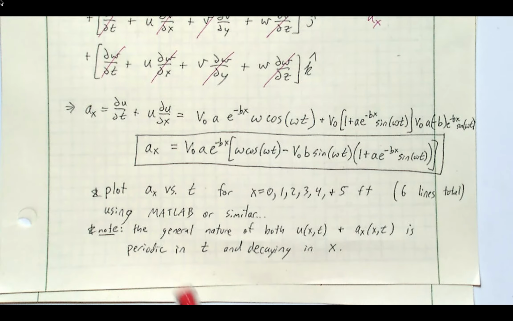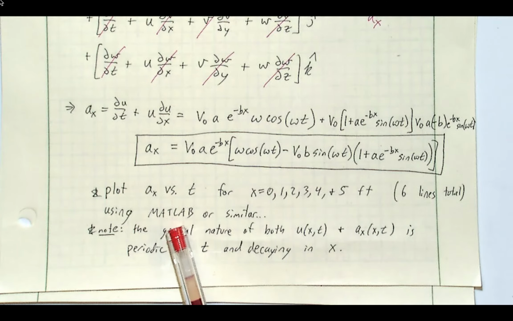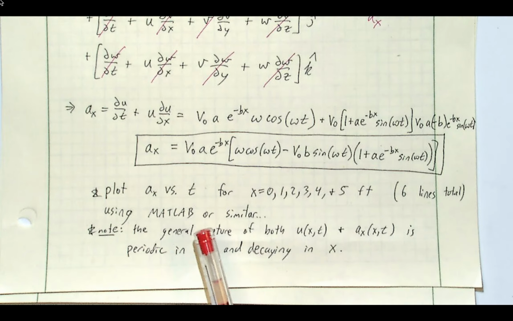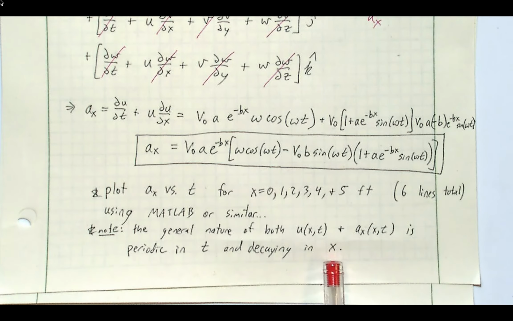But then the goal was to plot our acceleration versus time for particular values along the exhaust pipe, so 6 lines total. And I'm going to show you that here using Matlab. You can do so using Excel or something similar as well. But as I mentioned in talking about the velocity field, and we also see it again in the acceleration field, they're both periodic in time. So every single term in here has a cosine or a sine for the time part.